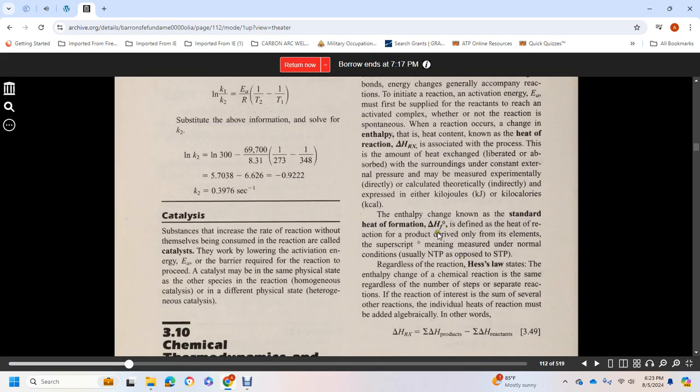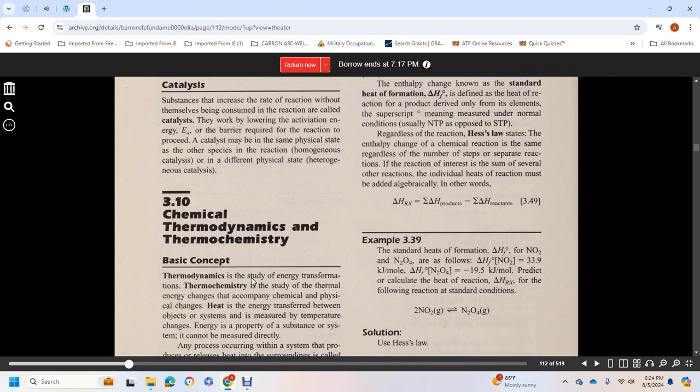Alright, catalysts. Substances that increase the rate of a reaction without themselves being consumed in the reaction are called catalysts. They work by lowering the activation energy, the barrier required for the reaction to proceed. A catalyst may be in the same physical state as the other species of the reaction: a homogeneous catalyst. In different physical states: heterogeneous catalysts.